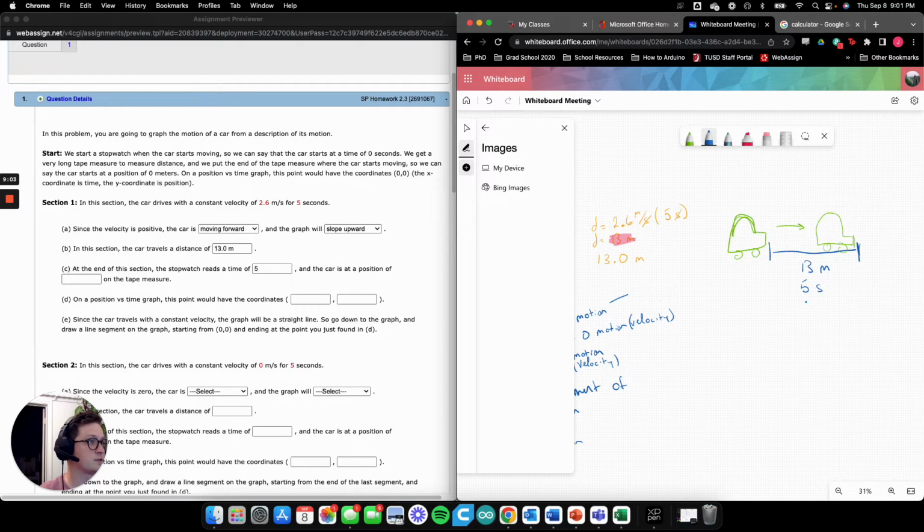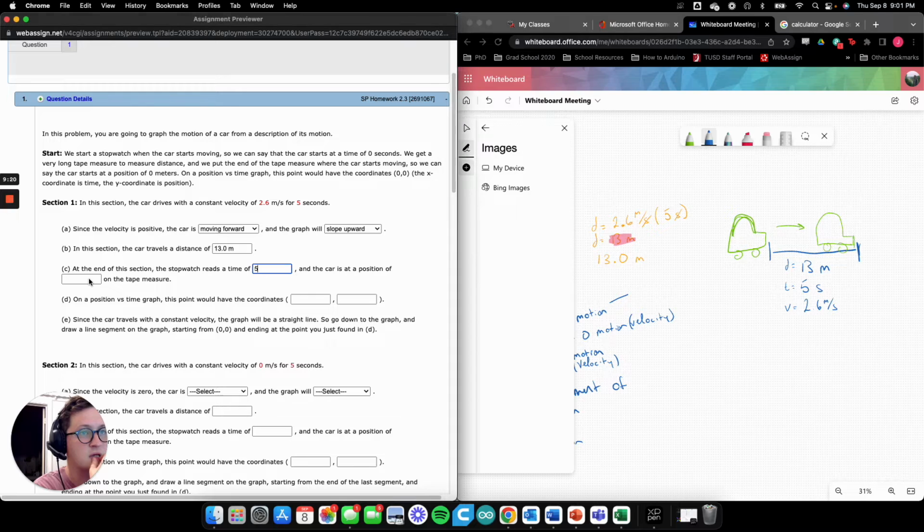It took 5 seconds to do that, and it moved with a velocity of 2.6 meters per second. So that's what's going on here. The car is literally just going straight. And the position at the end of the measuring tape is 13 meters.